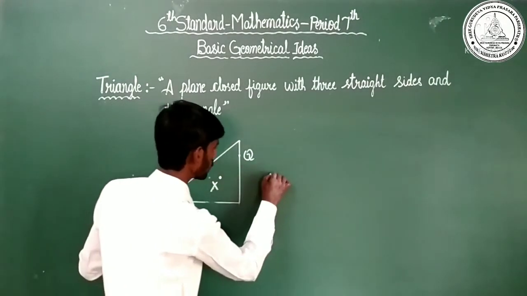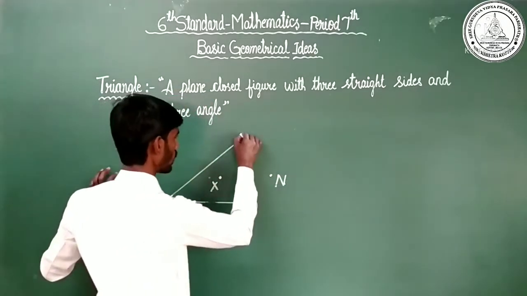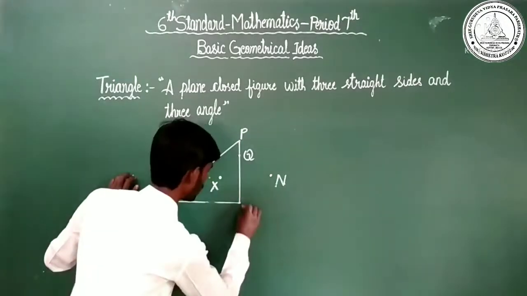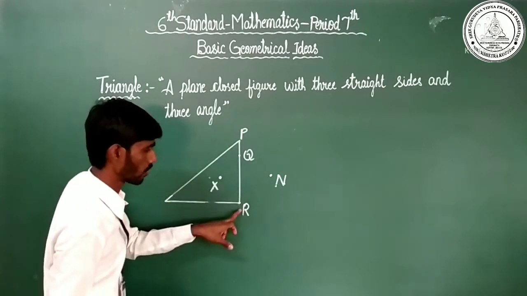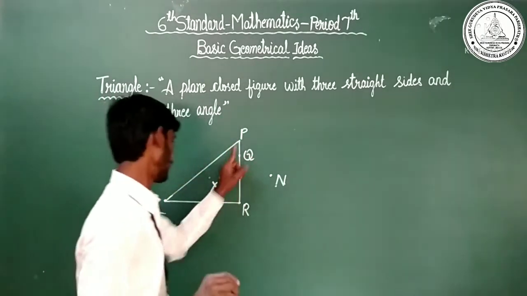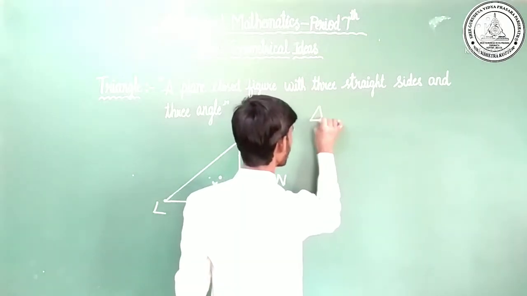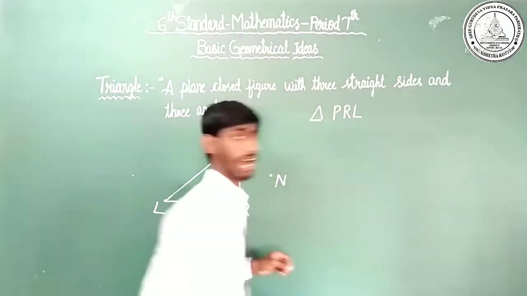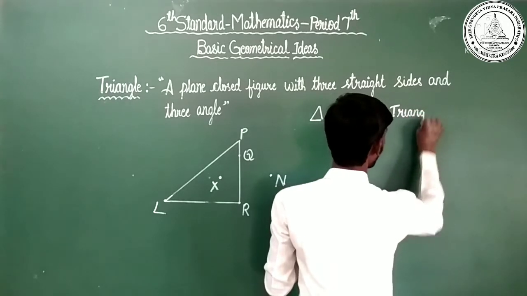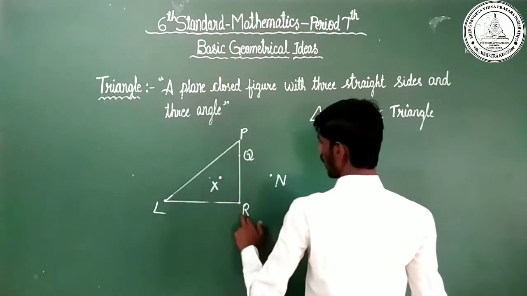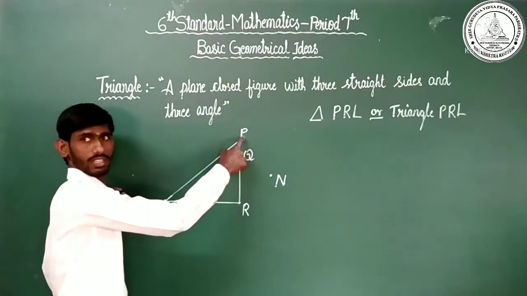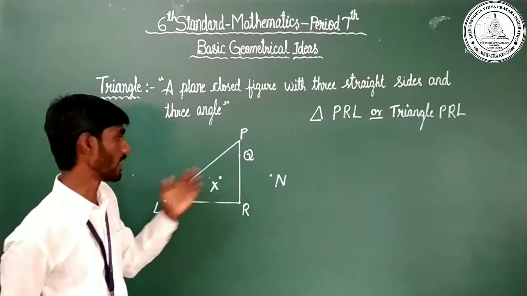This is X, this is Q, this is L. Okay. The name of the triangle is P. This is point P, this is point R. Don't give the same name. Here, don't give P, don't give Q. P, R, L. Okay. The name of the triangle is triangle PRL. Otherwise, you may write triangle LRP. As you wish. Yes, this is the name of the triangle. How many angles?